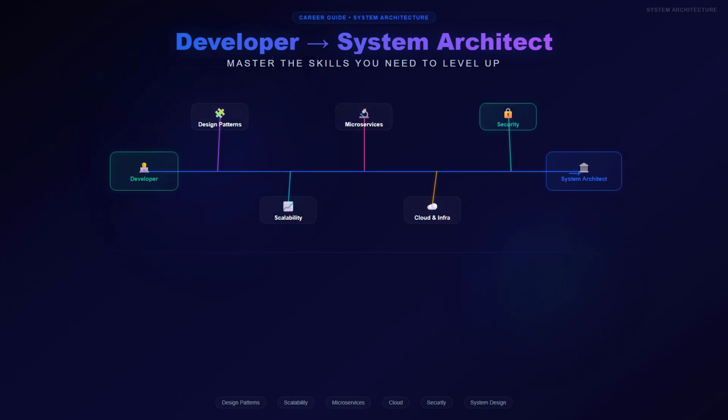Design patterns and principles, scalability, microservices, API design, database architecture, cloud infrastructure, security, system design practice, and the soft skills that set great architects apart.